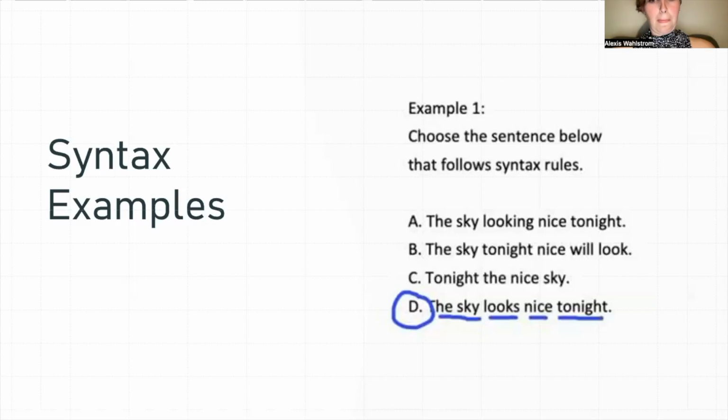Here I have a couple of examples of how syntax is so important. My example says, choose the sentence below that follows the syntax rules. A, the sky looking nice tonight. B, the sky tonight, nice will look. C, tonight, the nice sky. D, the sky looks nice tonight. If you see here, the sky is your subject, looks is your verb, nice is your adjective, and tonight describes when you are seeing the sky.